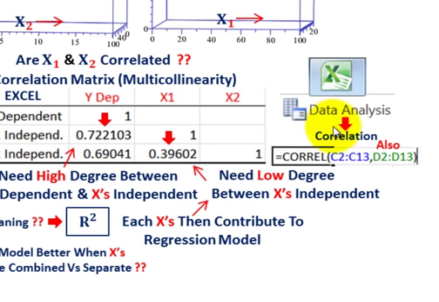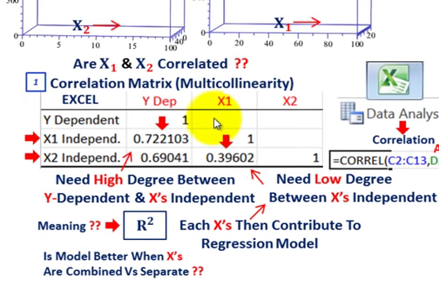But let's look at the data analysis correlation here. You put in all those different numbers: 12 points for y, 12 points for x1, and 12 points for x2, based on the requirement for the data analysis under correlation. You hit the button, and it's going to give you this matrix. Let's understand this matrix. Along our column we have our y dependent variable, our x1 independent variable, and x2 independent variable. And of course, across our top we have y dependent and x1, x2.